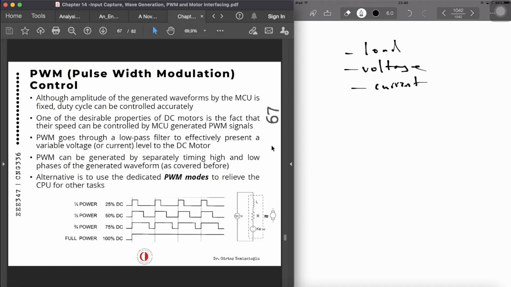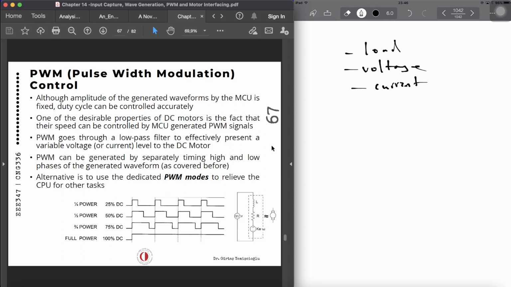So here are some examples. PWM can be generated separately by timing the high and low phases of the generated waveform, like duty cycles, and the alternative is to use PWM modes to relieve the CPU for other tasks. So we have seen waveform generation, which we can use in order to increase and decrease the speed of the DC motor. But the microcontroller is saying, I have another module in here so you don't need to do that. I will take care of it, and we can do something else. So this is what we are going to see, how we can use microcontroller resources in order to generate these PWM pulses.